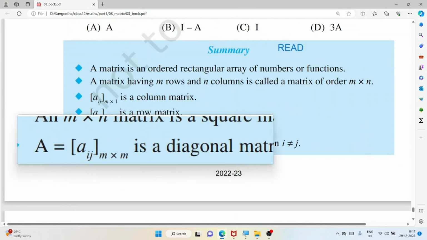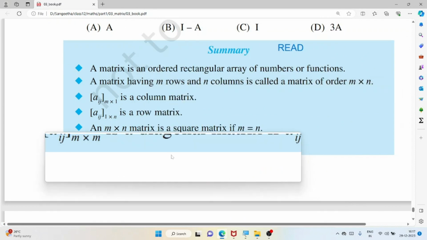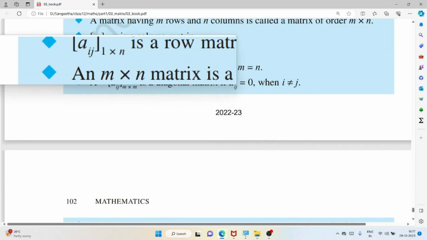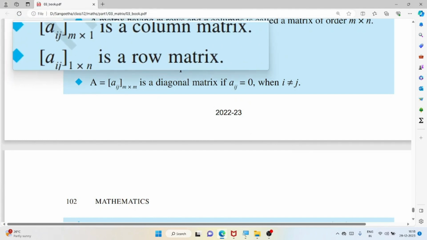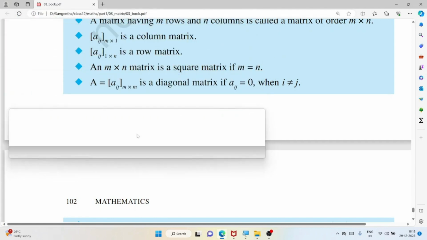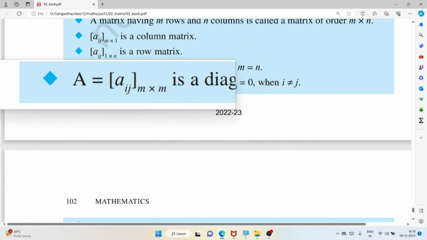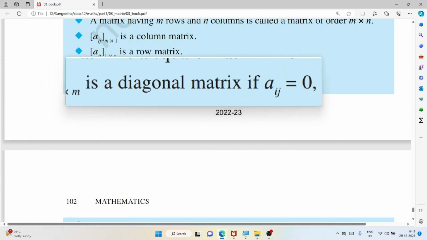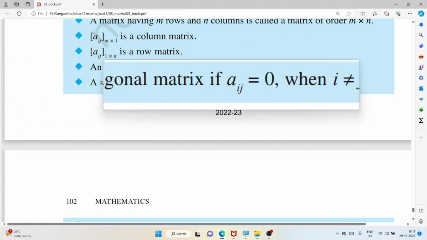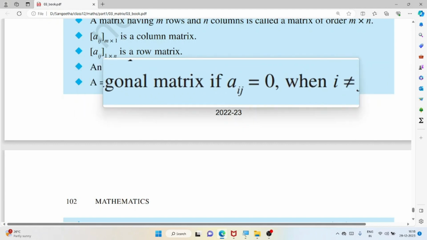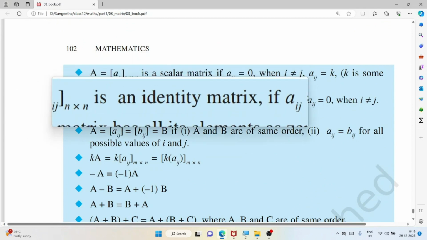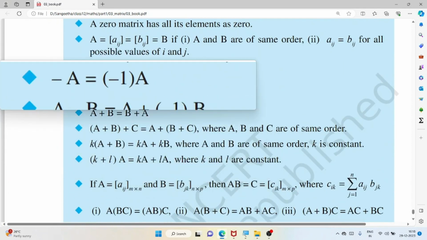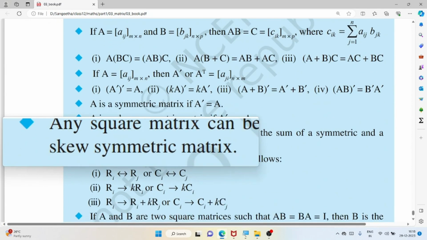See, the summary is very important. Here again, from this definition, you should be able to tell this is a column matrix and this is a row matrix. From this definition, A equal to [a_ij] of order m cross n is a diagonal matrix if these conditions are given, then you should be able to tell this is a diagonal matrix. A scalar matrix, identity matrix, and these are the operations and theorems.